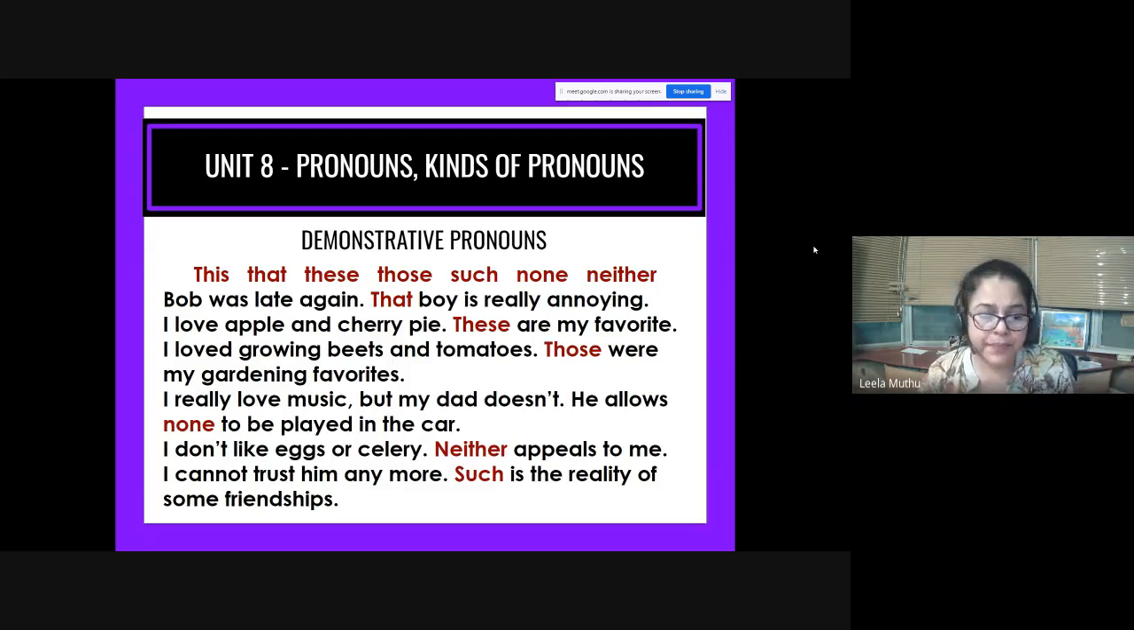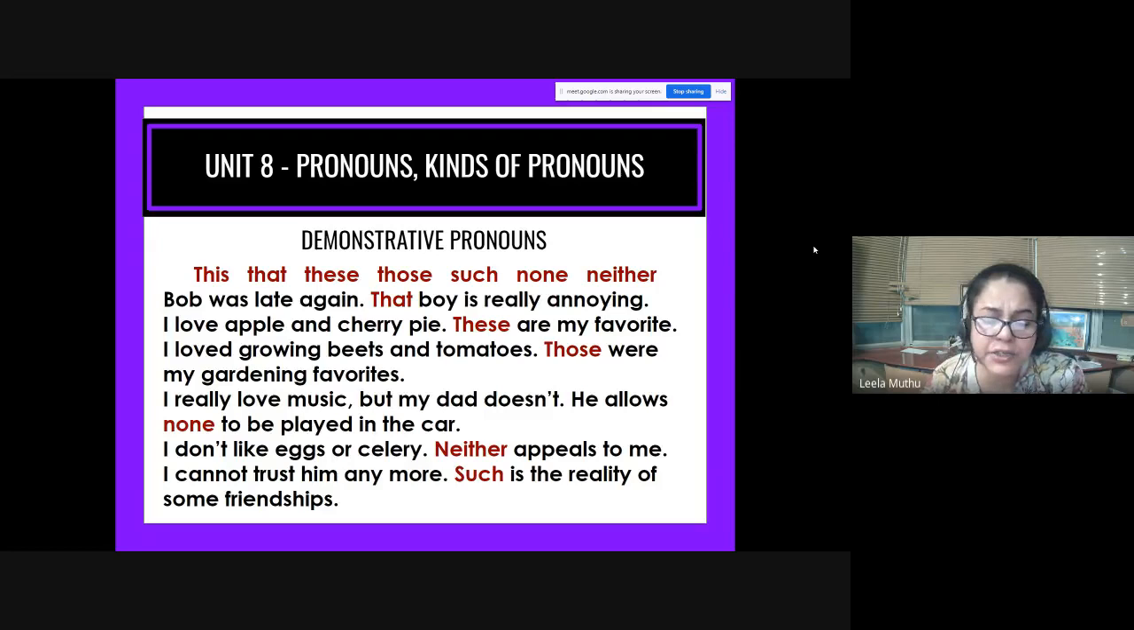nothing. Okay? I don't like eggs or celery. Neither appeals to me. So we are saying eggs or celery. So "neither" refers to both eggs and celery. Both of them, they don't appeal to me at all. So "neither" is taking the place of the eggs and the celery. So we introduce the nouns in the first sentence, and in the second sentence the demonstrative pronouns replace them, and we don't have to repeat them. For example, I don't have to say, "I don't like eggs or celery, eggs or celery don't appeal to me." So when you say "neither," it means both of them don't appeal to me.